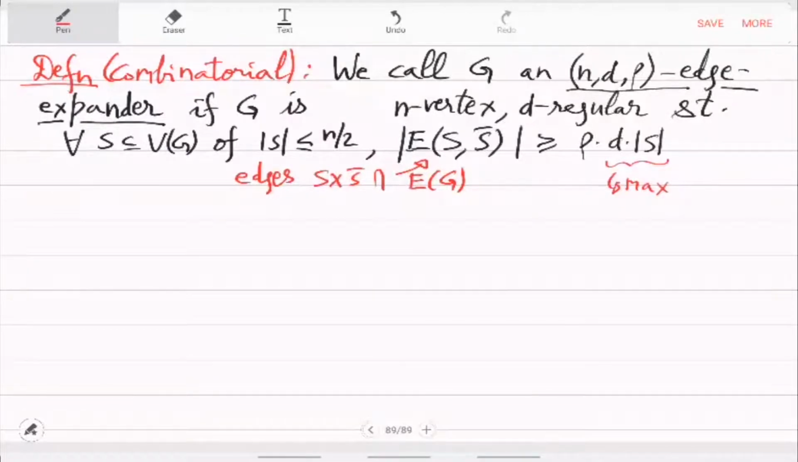So the larger rho is, let's say rho is 1, then you are actually saying that the maximum possible edges are going out of S, for any S. And if rho is, let's say, 0.99, then still many edges are going out. Okay, so this is a very good level of connectivity inside the graph.